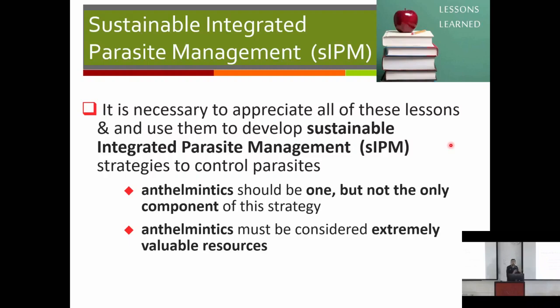Anthelmintic is one of the components, but it is not the only component you will use, because it is a very, very important and valuable resource. The development of anthelmintics does not happen within days. It takes years to get a new anthelmintic on the market. In the USA, it has been almost a decade and there is no new anthelmintic on the market. The last one was ivermectin, right? So that lesson is really important once you develop sustainable integrated parasite control strategies.